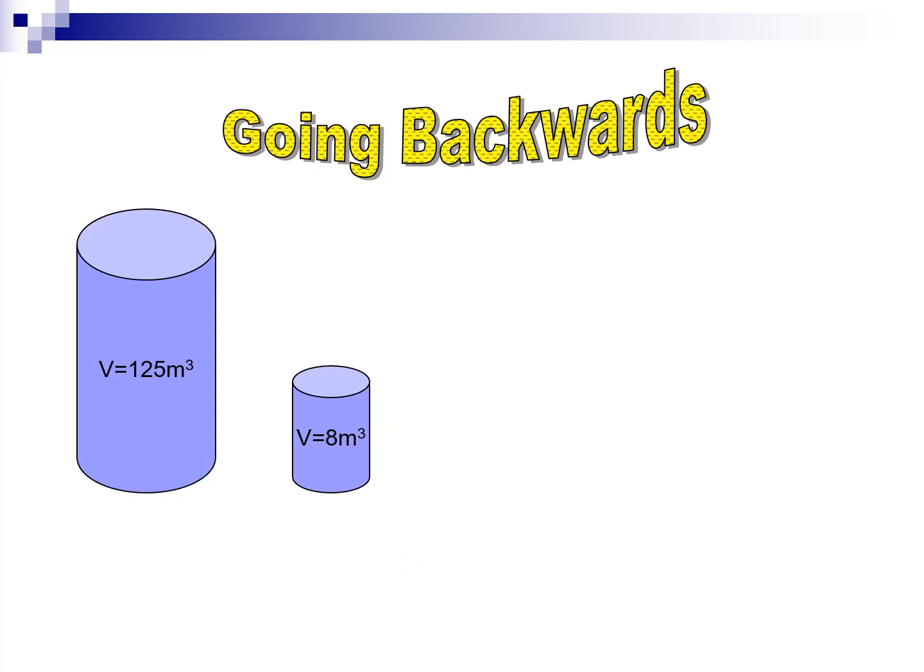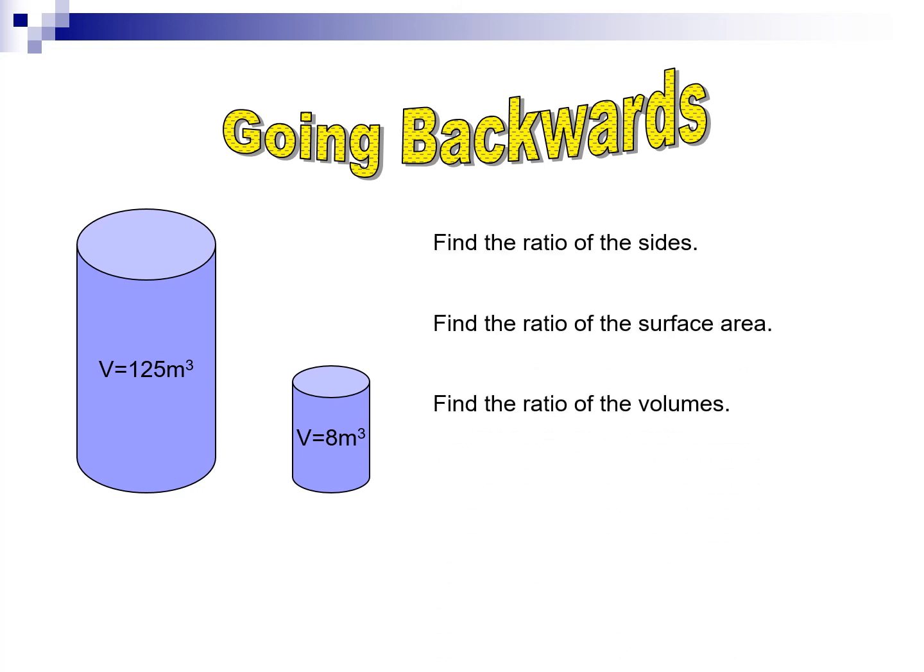Let's go backwards with this example. Notice we have cylinders and they are giving you the volume of the big one and the volume of the small one. We have to find the ratio of the sides, the surface area, and the volume. But this time they give you the volume, so we start off at the volume one, 125 to 8. How do we go back to get the ratio of the sides?